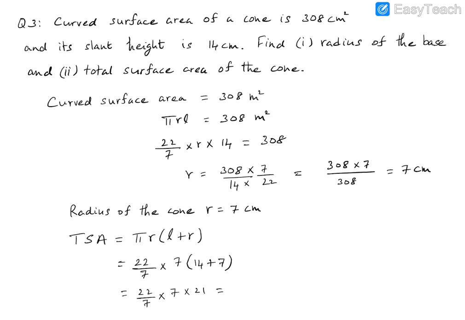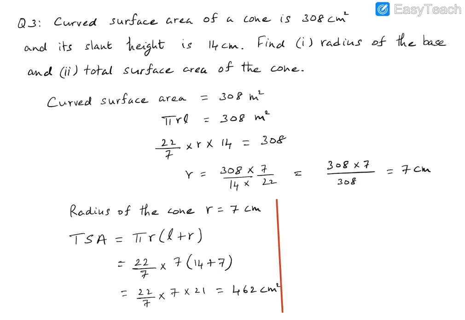So we'll get the total surface area as 462 centimeters square. Okay, let me write that properly. 462 centimeters square. Okay, so that's one way of doing it. Another way of calculating the total surface area is, we know the curved surface area, and we can find the total surface area by adding the area of the base circle to the curved surface area.